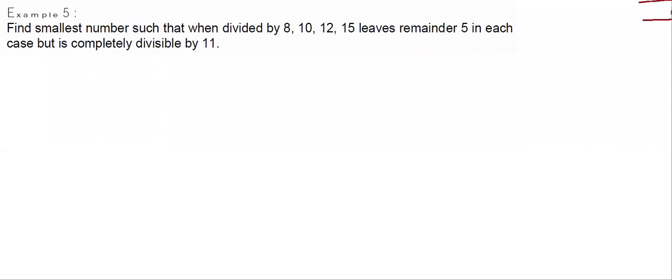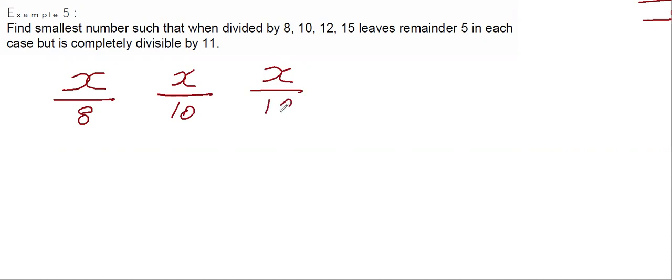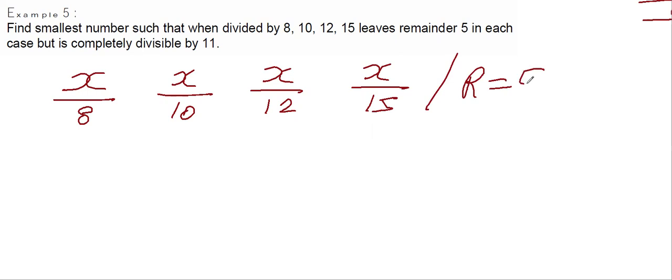Okay, so question number 5 says: find the smallest number such that when divided by 8, by 10, by 12, and by 15, in each case you get remainder 5. I don't know what that smallest number is, so I will consider it as x.